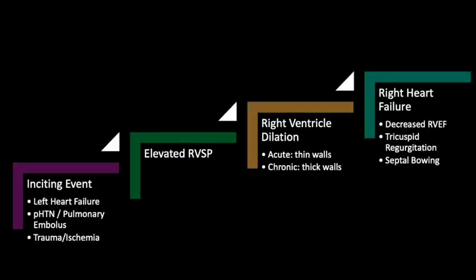Now that we've seen some examples of normal right heart anatomy, let's go over how some of these changes might occur in right heart strain. This stair-step flowchart shows us what some of these findings might be. So there's a few ways that the right heart can be insulted. Common things we think about are the backup of blood in the pulmonary vasculature, which can happen in left heart disease, or pulmonary hypertension, which could be due to a variety of different lung diseases, or even an acute blockage of the pulmonary vasculature due to a pulmonary embolus.